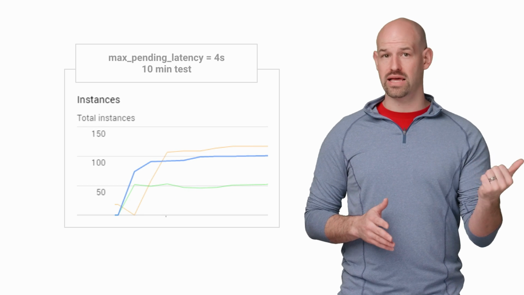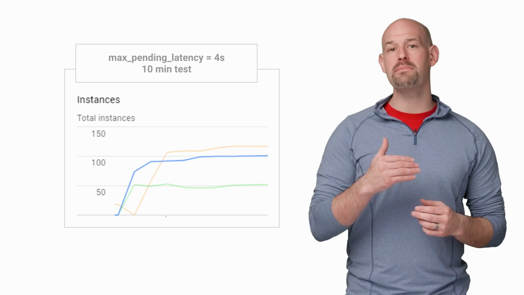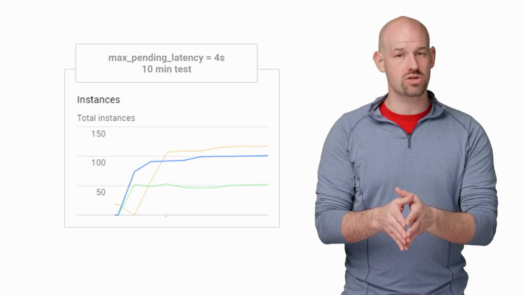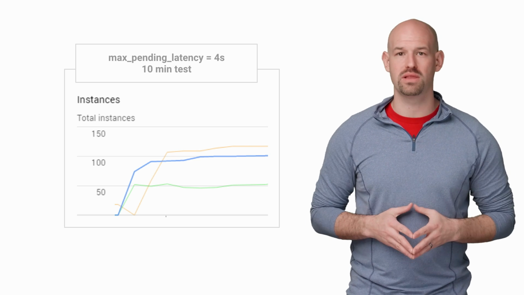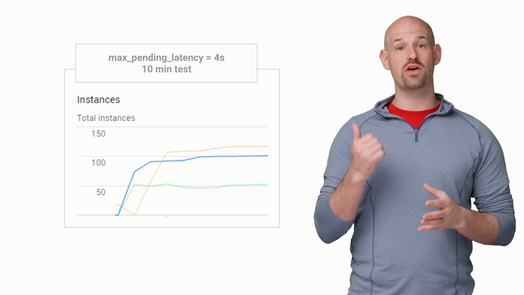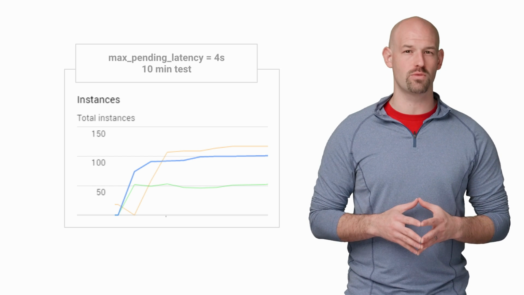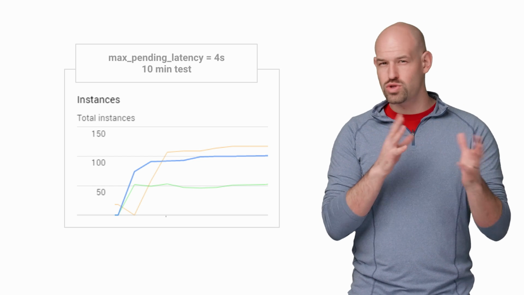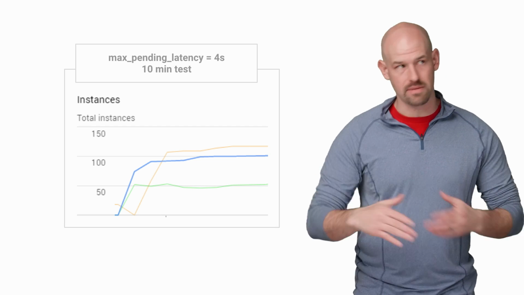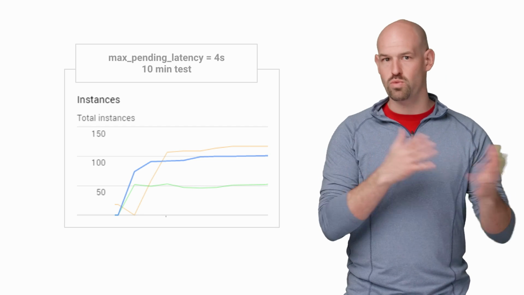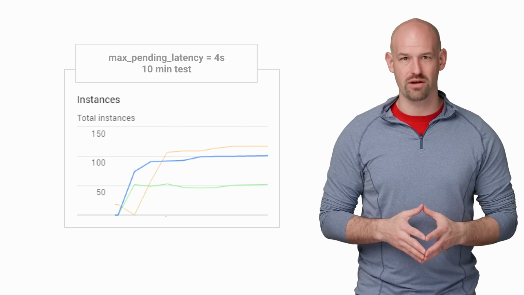Now, max pending latency, on the other hand, is the time after which App Engine must start a new instance if a request has been waiting this long. Setting this value to 4 seconds doesn't really see much change in the total number of instances that we're spawning, but it might just be due to the constant load that's being put on the system. I mean, it'll probably change once the workloads become a little bit more variable.